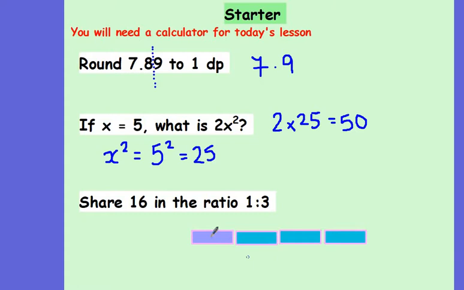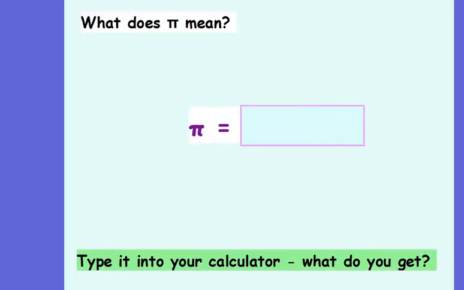I know that my whole bar altogether is going to be worth 16. So each of those parts is going to be worth 4. 4, 4, 4, and 4, as I've divided 16 by my number of parts. So sharing 16 in the ratio 1 to 3 will give me 4 to 12. Let's head into today's lesson.